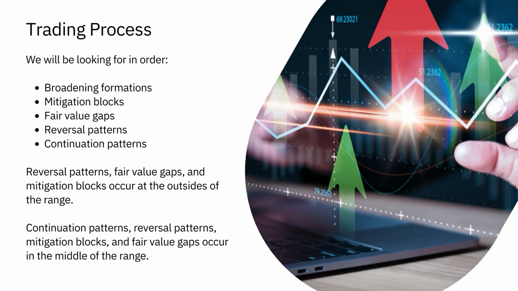Trading process. Reversal patterns, fair value gaps, and mitigation blocks occur at the outside of the range. Continuation patterns, reversal patterns, mitigation blocks, and fair value gaps occur in the middle of the range. That's where you'll see most of the action and the variety of patterns.